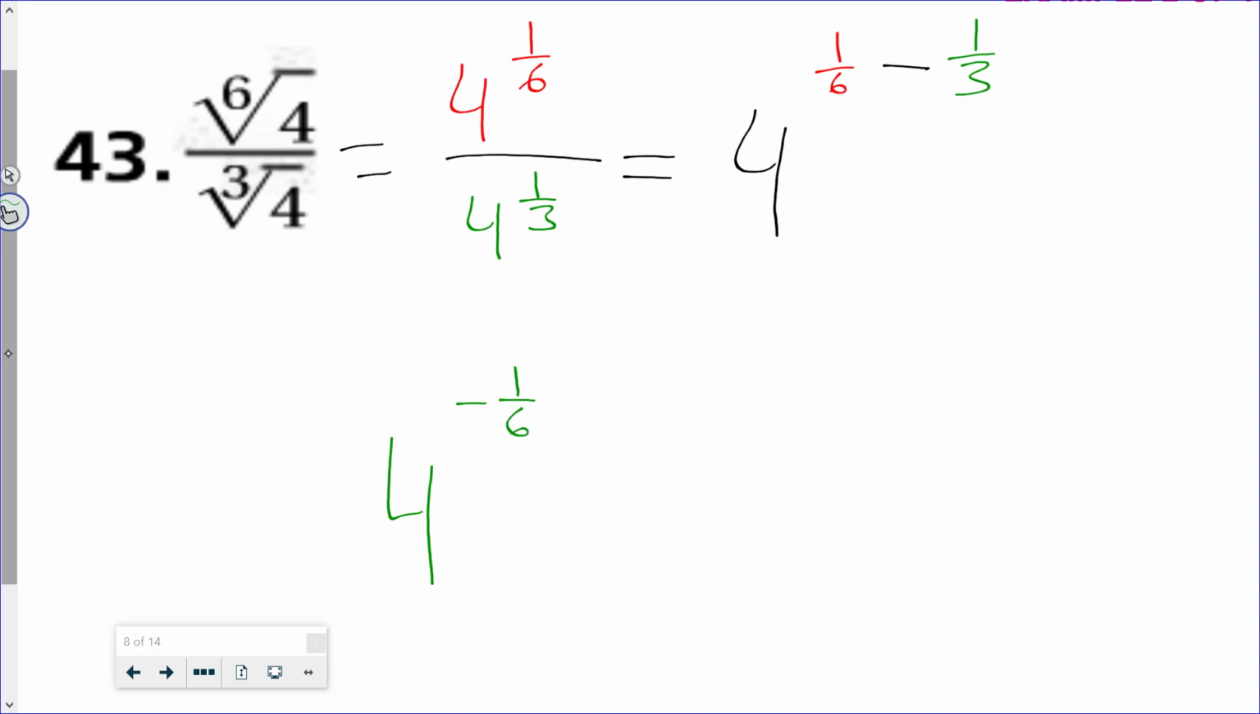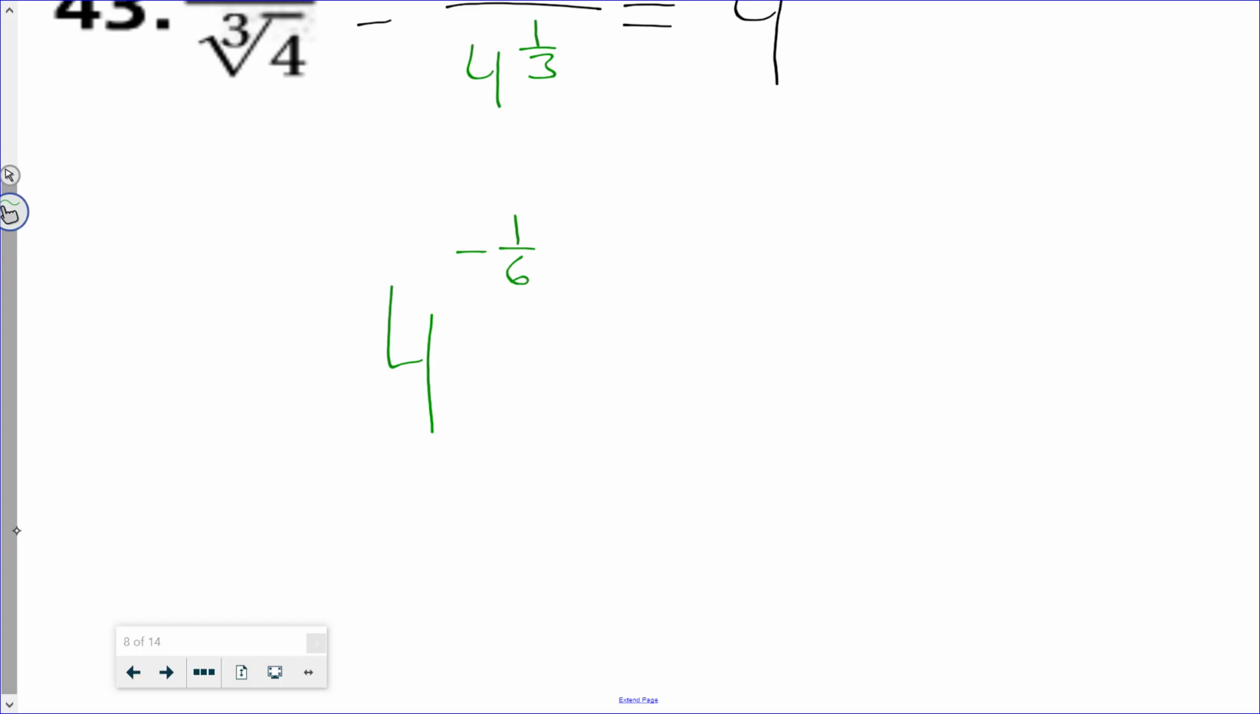Our expression is in radical form, so our answer needs to be in radical form. In order to turn this into radical form, the exponent has to be positive first. We cannot switch forms with negative exponents. So how can we make the exponent positive? Put the 1 over. Exactly. So this is the same as 1 over 4 to the positive 1/6.